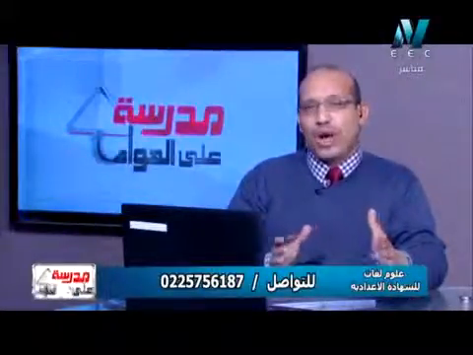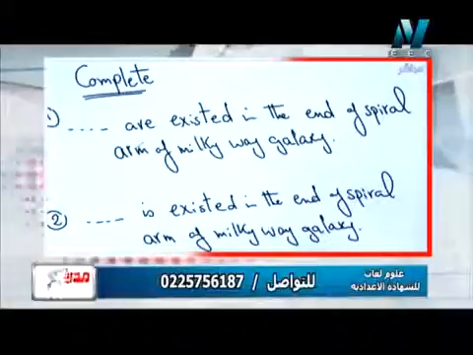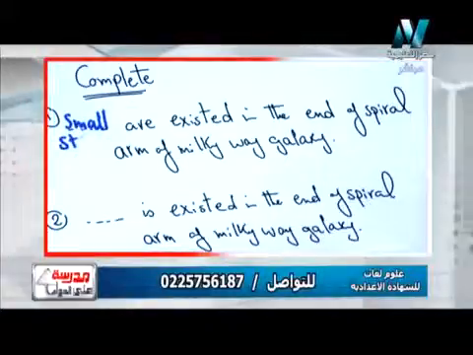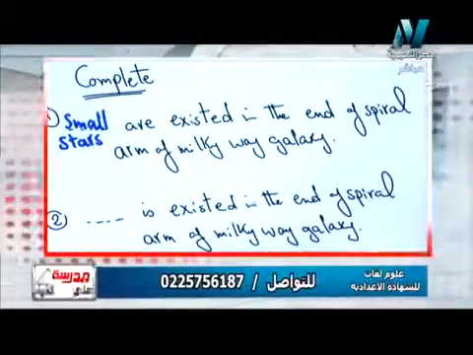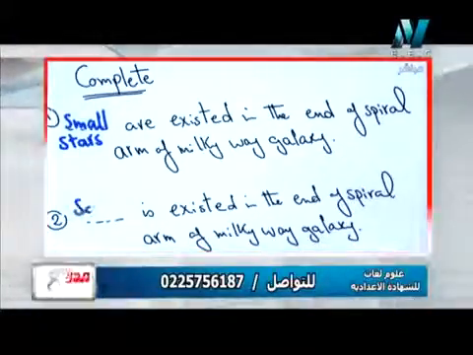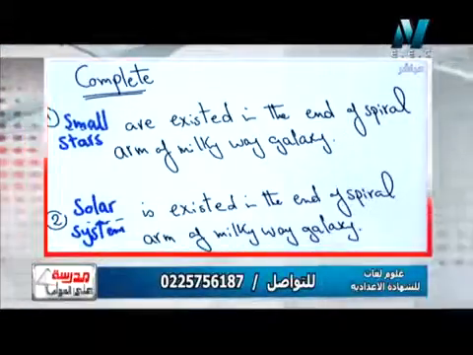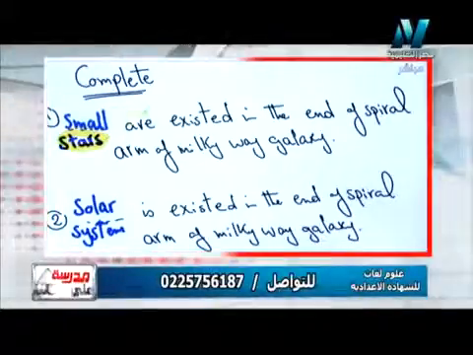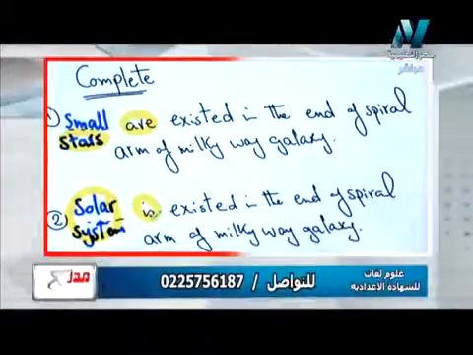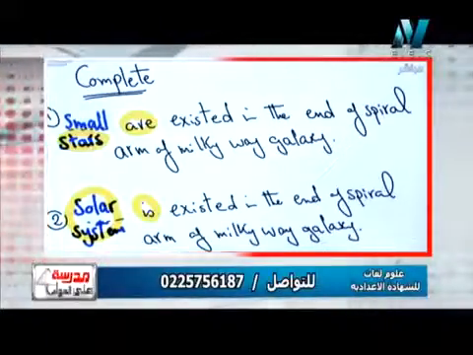So how can we differentiate? Are existed. هكتبها قدامنا على المونيتور. Are existed in the end of the arm of Milky Way galaxy. يبقى هقول له small stars. And is existed at the end of Milky Way arm of Milky Way galaxy. أقول له solar system. So we should differentiate between small stars are existed, and the solar system is existed at the end of the Milky Way galaxy, at the arm طبعا of Milky Way galaxy, and we will explain this later in this episode, dear students.